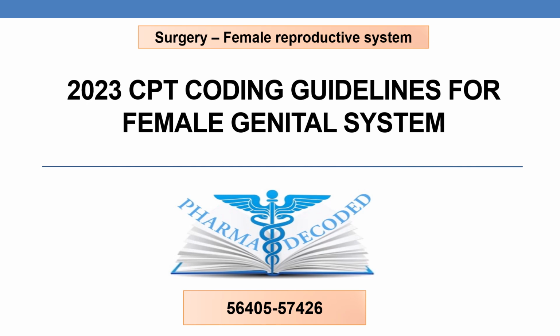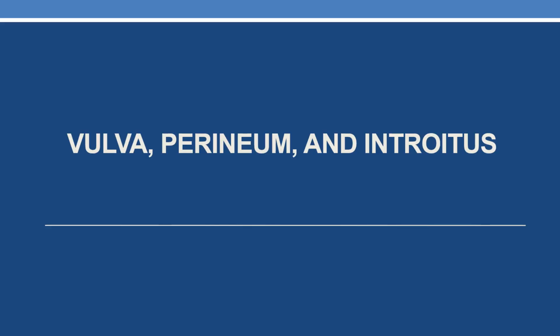Hello everyone, now let us discuss the 2023 CPT coding guidelines for the female genital system. This comes under surgery, and in the current session we will be discussing the CPT range 56405 to 57426, coming to the CPTs regarding vulva, perineum and introitus.